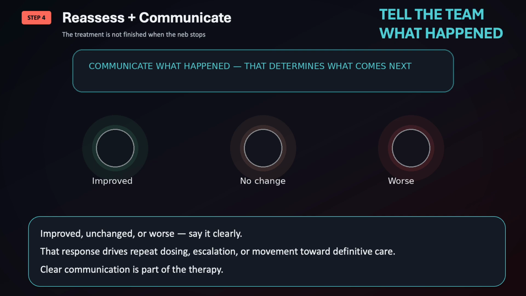Step 4, the treatment isn't finished when the neb stops. Reassess and communicate clearly to the team. This is where your clinical voice matters. Don't say it looks better. Say bleeding decreased during treatment, oxygenation remains stable. Or no change after the full dose, patient tolerated the therapy. Or bleeding is worsening, I would recommend escalation of airway management. Improved, unchanged, or worse, say it clearly, because that communication drives every next decision: repeat dosing, escalation, or definitive care.